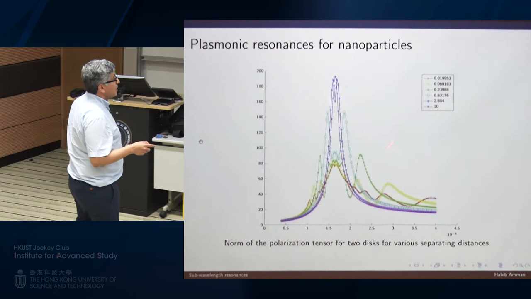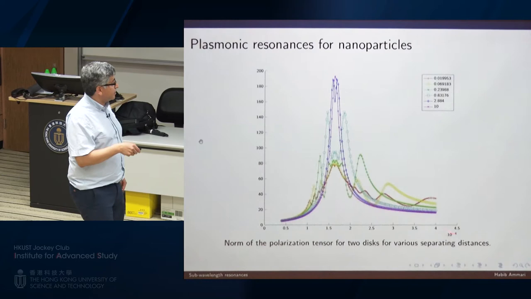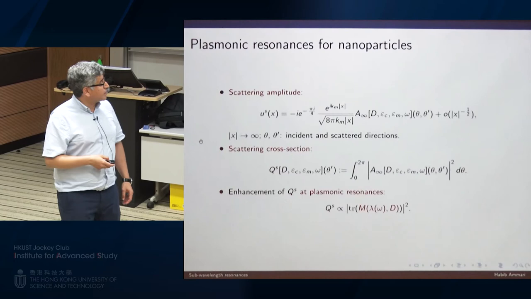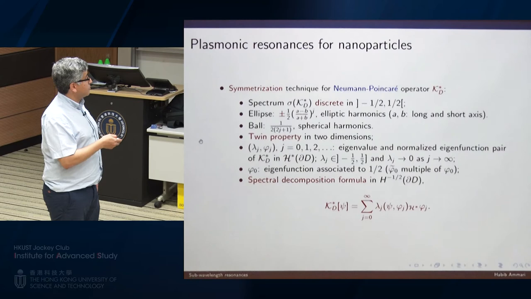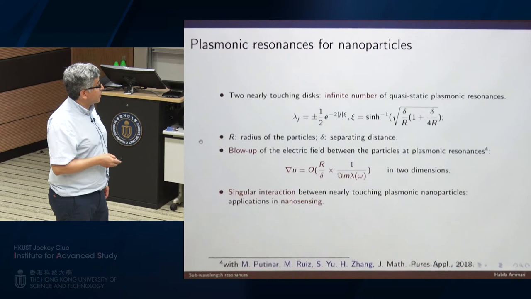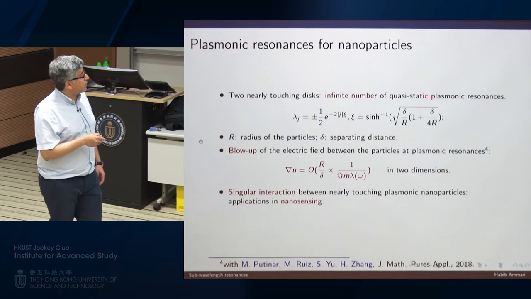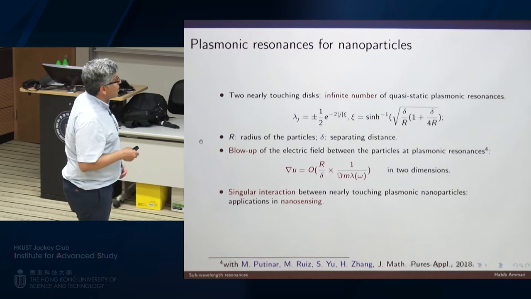So here we took two discs with a very large separating distance. And as you see, if they don't interact, there is only one plasmonic resonance, which is zero. Okay? A is equal to B, it's zero. And when they interact, they are more and more. Actually, we can prove that there is an infinite number of quasi-static plasmonic resonances. They are given by some formula for two nearly touching discs. And there is blow up of the electric field between the particles. And we have estimates for the blow up.